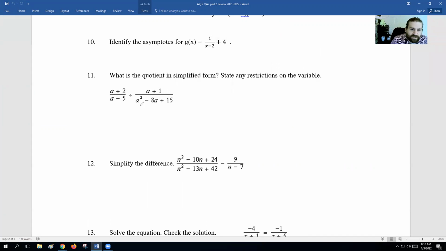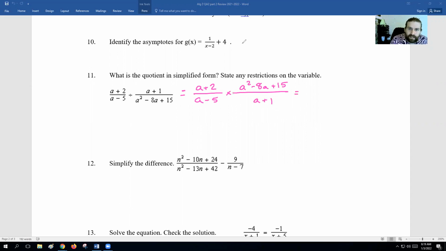Okay, so first off, what we need to do here is factor these things. Actually, let's do this first part here. If we are going to divide by this fraction, that is the exact same thing as multiplying by the reciprocal. So that's the same thing as (a plus 2) over (a minus 5) times (a squared minus 8a plus 15) over (a plus 1).